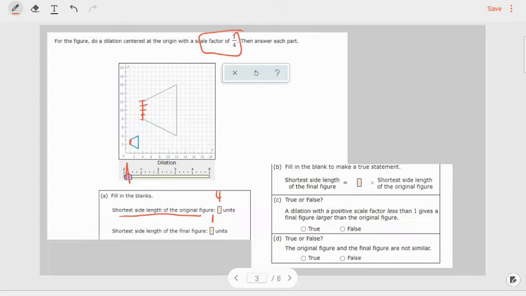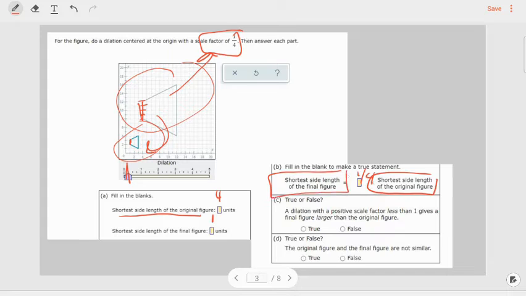So if I had to make a comparison between these two lengths and my scale factor, how did they all go together? My original length times 1/4 is equal to my new shortest length. So if I times 1/4 by the shortest side of the original figure, I get the shortest length of my final figure. So true or false, a dilation with a positive scale factor less than 1 gives a final figure that's larger than the original. Well, if I take a scale factor of 1/4, it shrinks it to 1/4 of the size. So is it getting larger? No, that's false.